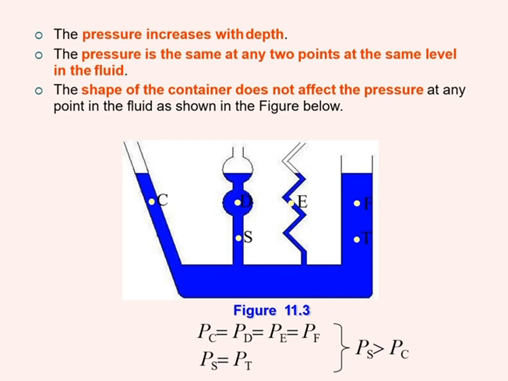For example, we can see points C, D, E, and F are at the same depth. So, PC equal to PD equal to PE equal to PF, while PS is equal to PT, because points S and T are at the same depth. Thus, we can conclude that pressure at point S is larger than pressure at point C.